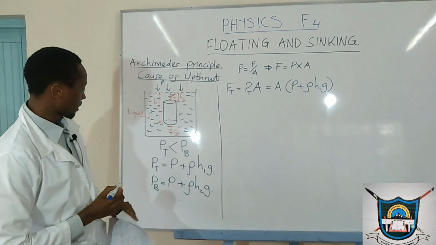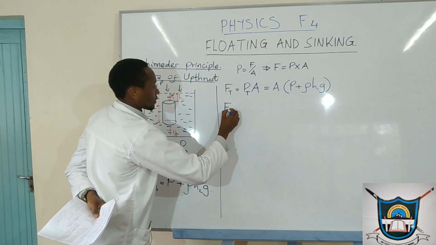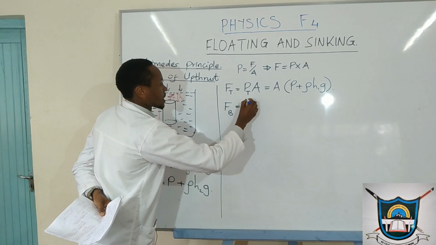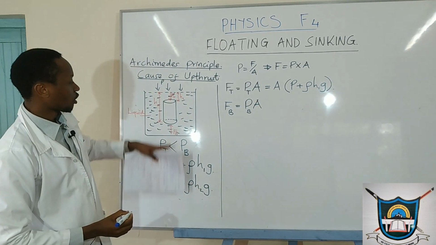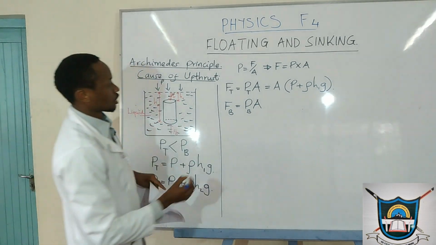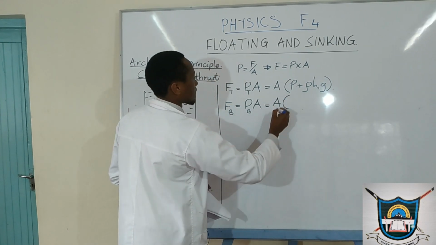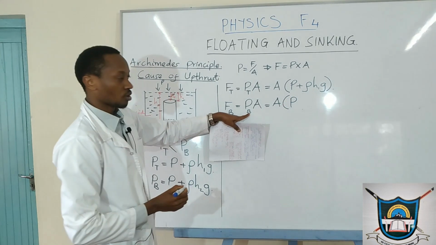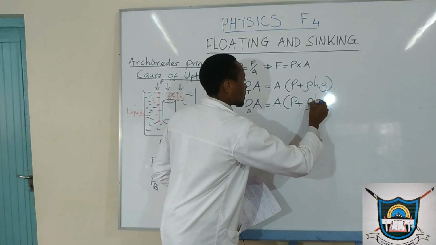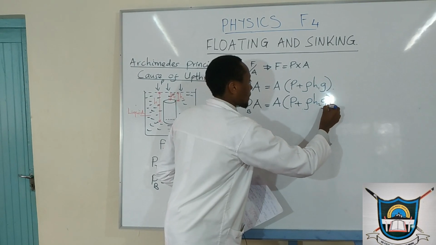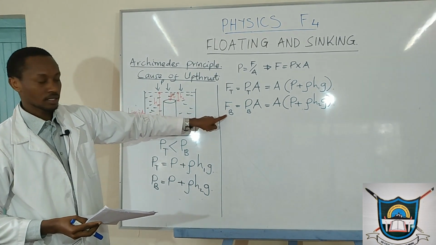And what will be the force now at the bottom? The force at the bottom will be given by pressure at the bottom times area. And we are talking of the area of this body here. So therefore it will be given by area into bracket, atmospheric pressure, I'm talking of pressure at the bottom, plus this pressure of that liquid. Now this is the force at the top, and this is the force at the bottom.